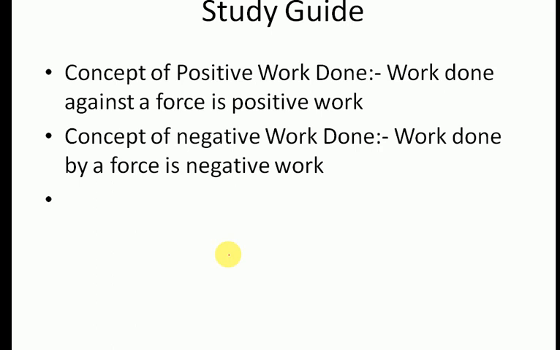What is the example? Let us take some example so we can easily understand. Now from a rooftop, if I throw a ball upward, what is happening? The acceleration due to gravity is working downwards, and my force is helping the ball to move upwards. Now my work done is against the acceleration due to gravity, so it is a positive work done.